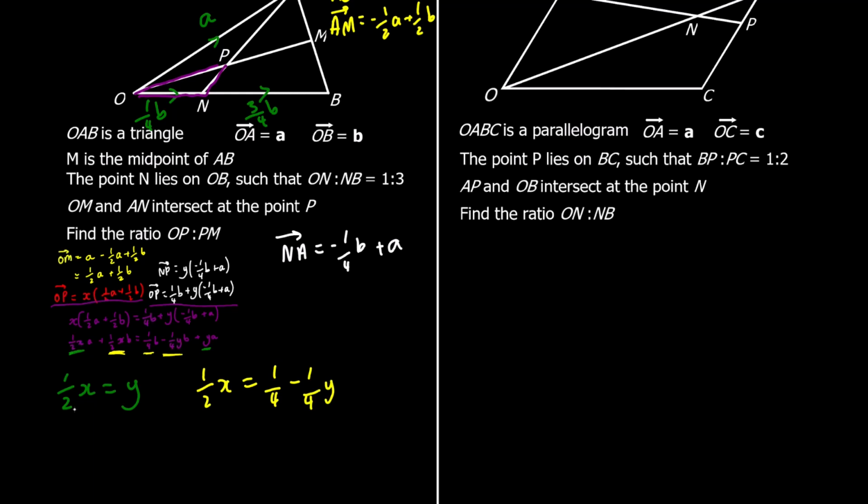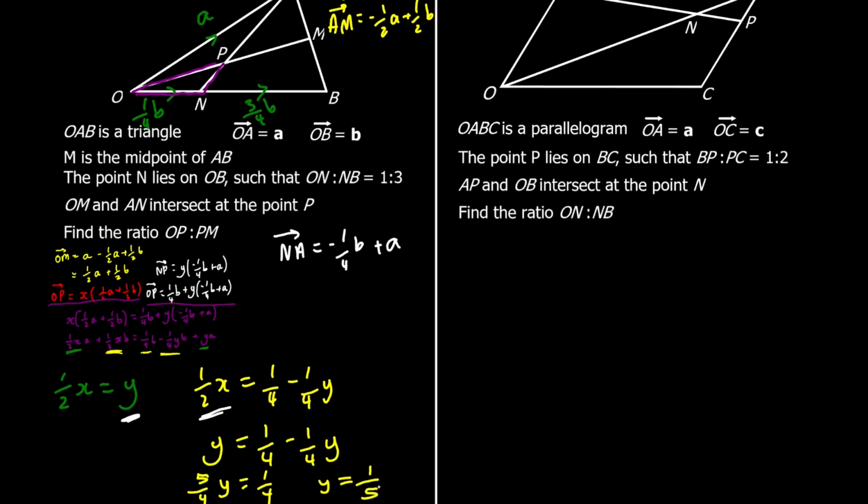So I can say that half x is equal to y. So I can substitute half x into y. Half x is equal to y, so I can change this half x into y. So y equals a quarter minus a quarter y. Add a quarter y to both sides, so 5 quarters y equals a quarter. So y must be 1/5. So y is 1/5.